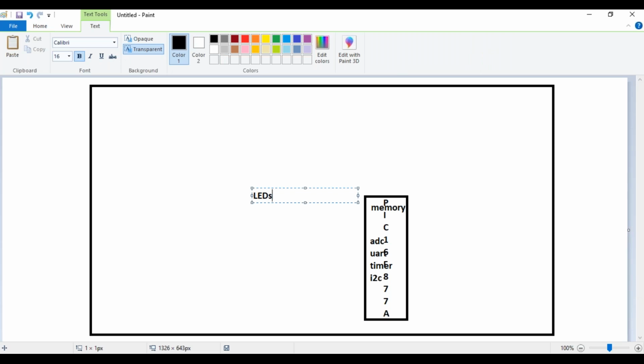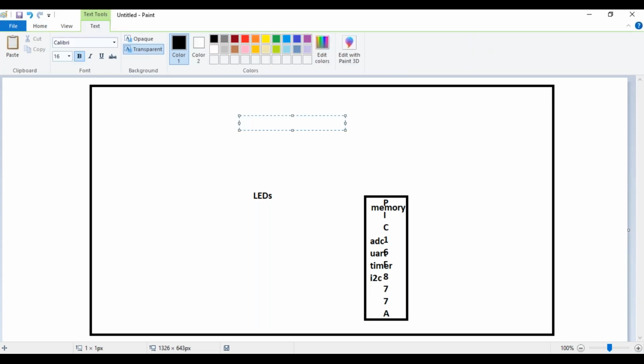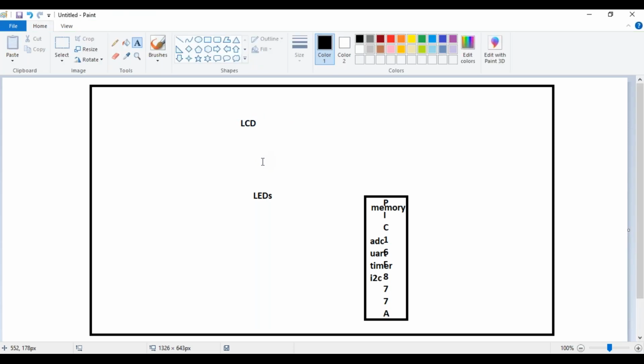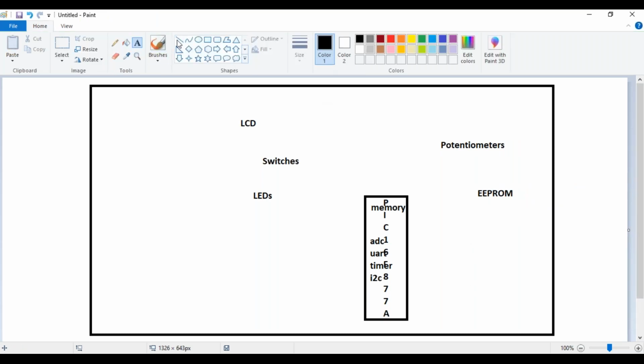So there are LEDs available, then there are LCDs available. Then there are some switches available. Then we have got some potentiometers available. Then I have got some external EEPROM available. Okay, I can say this much as of now. And yes, SSDs are available, something like this.